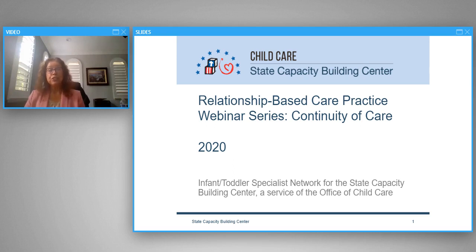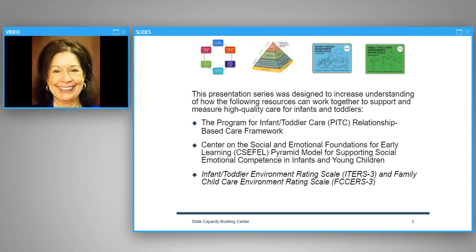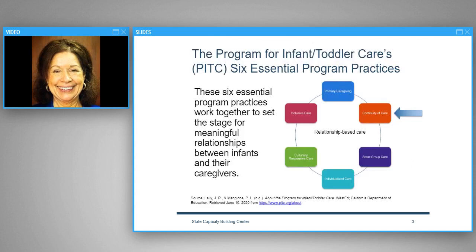Now, as always, we invite you to make yourself comfortable and enjoy this exploration of the relationship-based care practice of continuity of care. The purpose of this webinar series is to increase your understanding of how the PITC's relationship-based care framework, the teaching pyramid, and the third edition of the environment rating scales can work together to support and measure high-quality care for infants and toddlers. Continuity of care is one of six relationship-based care practices that work together to set the stage for meaningful relationships between infants and their caregivers.